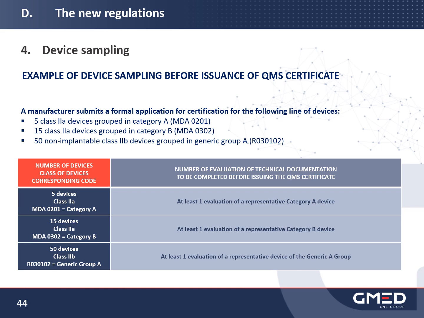There will also be at least 1 assessment of the technical documentation of a representative device in Category B. That is, at least 1 of the 15 devices in this category must have a technical documentation assessment. Finally, at least 1 evaluation of the technical documentation of the device representative of Generic Group A. This means that at least 1 device out of the 50 devices in this category must be subject to a technical documentation assessment. On the basis of these 3 assessments of the technical documentation, the notified body can decide whether or not to issue the corresponding certificates for all of the devices covered by the formal application for certification, i.e. the 70 devices in the 2 categories and the generic group.